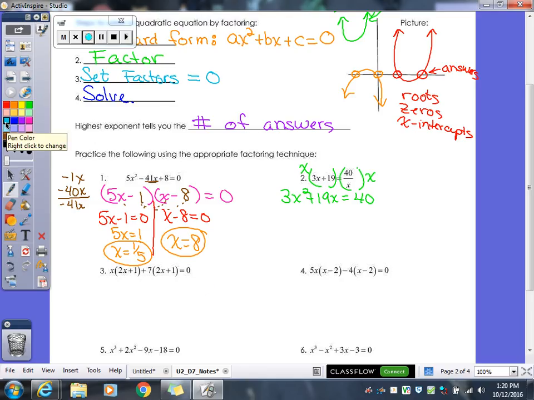Last thing we need to do to put it in standard form. Yes, got to subtract our 40. So we get 3x squared plus 19x minus 40 equals 0. So I'll give you guys a minute. Try factoring that on your own first.